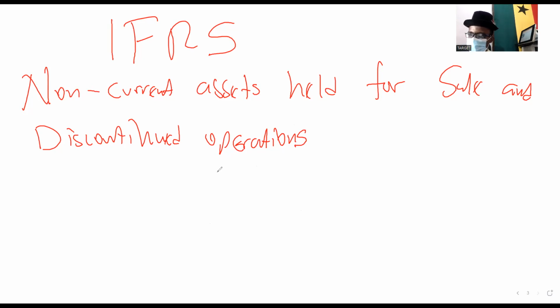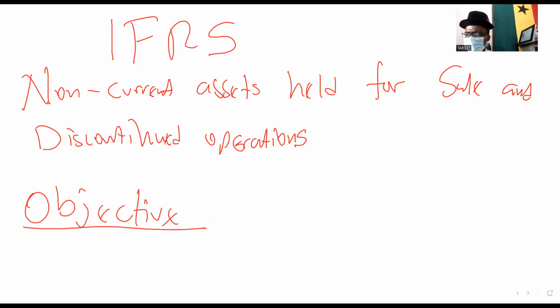Let me go step by step. First, what do you think will be the objective of this standard? The objective of this standard is very simple and straightforward, because we cannot bring a standard that talks about non-current assets held for sale, and then prescribes something else. You can deduce the objective from the name, and then we move on with the game.